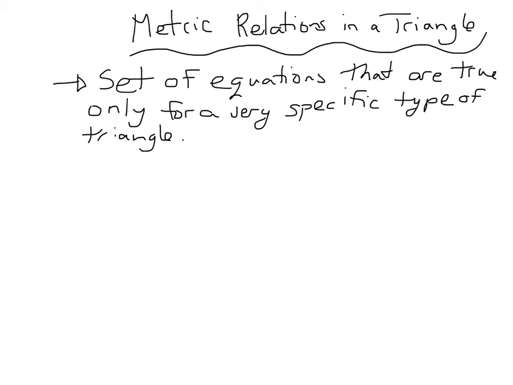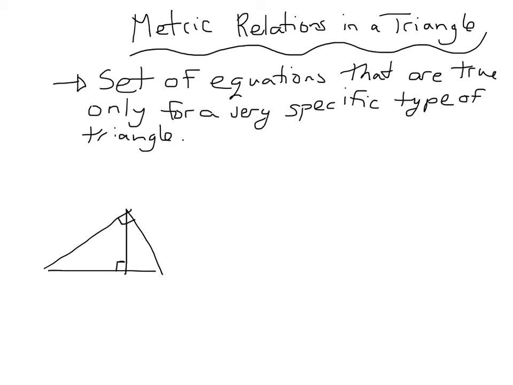So this very specific type of triangle looks like this. It's a right angle triangle. So I'm going to draw a right angle triangle. There's my little box in the corner that shows me that it's a right angle triangle. It's a right angle triangle that has its altitude drawn. The altitude is a line that goes from the top corner down at 90 degrees. So this is also a right angle.